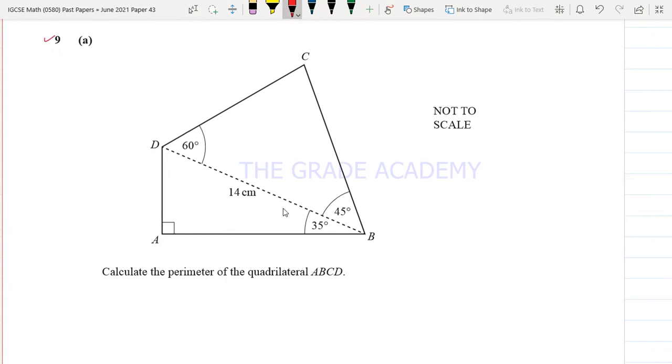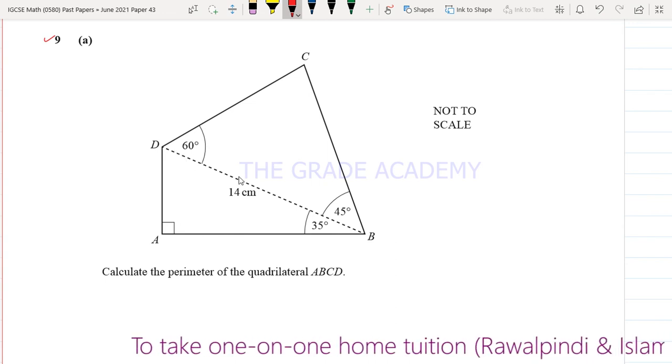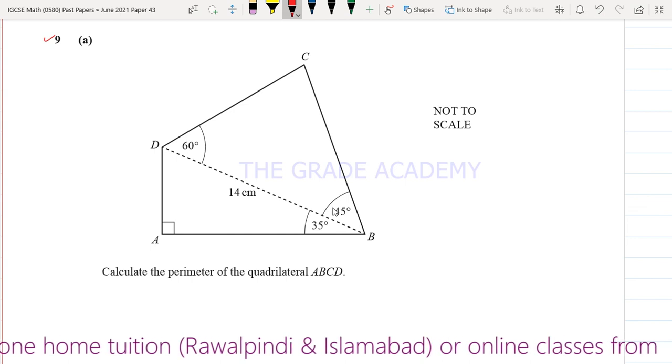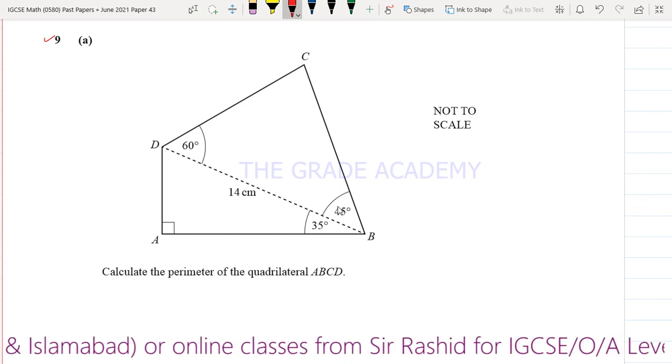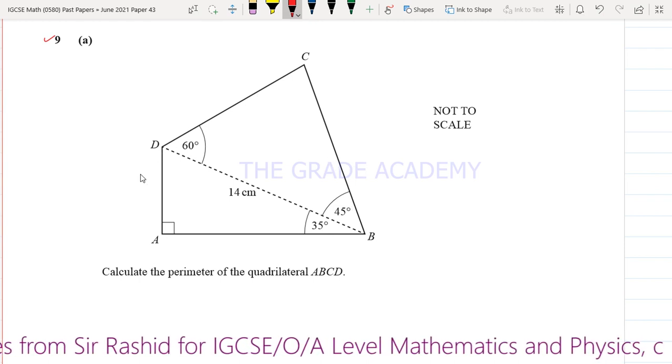Now we come to question number 9. So here we have been given a quadrilateral ABCD and we have to calculate the perimeter of the quadrilateral. So to find perimeter, first of all we need all its boundary lengths AB, BC, CD and DA, then we have to add them. So let us first of all find the sides BC and CD of this upper triangle over here. So we already know one side and two angles of this triangle. So we can easily use sine rule to find the sides BC and CD.